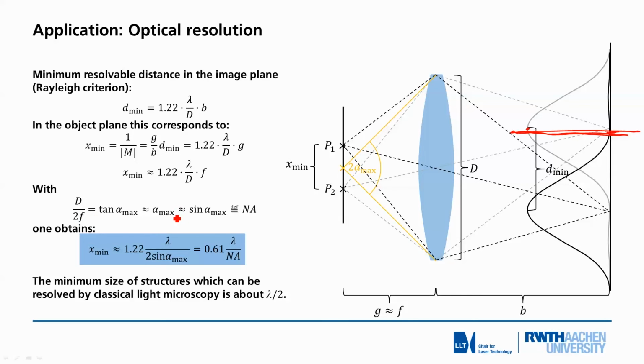And now we can substitute a few values. If we approximate alpha max with the sine of alpha max, then we can define the numerical aperture, and if we plug that in, we get a combination of the numerical aperture of the lens, the wavelength, and the minimum distance of 2 points to be resolved.